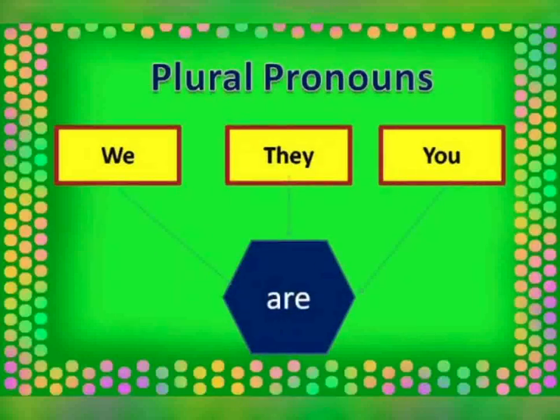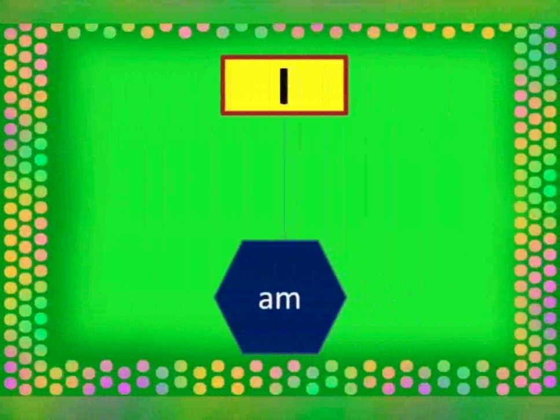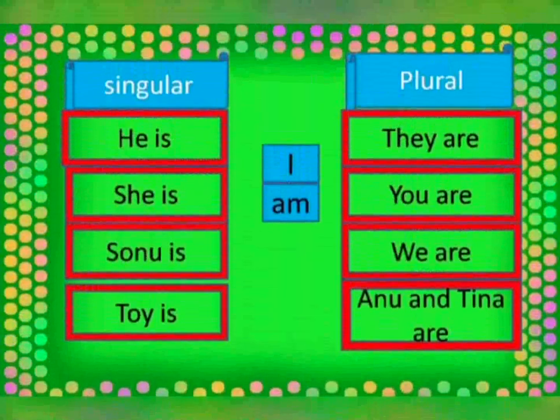For plural pronouns, we use are, like we, they, you. These all are plural pronouns. So we use are, like we are, they are, you are. Am is only used with I. I am. I am a girl.